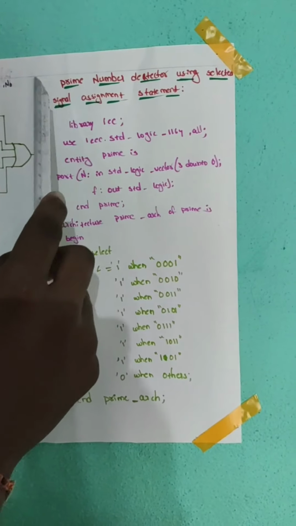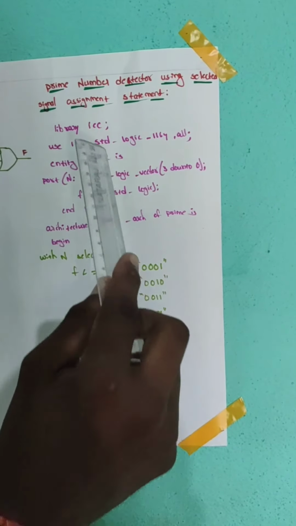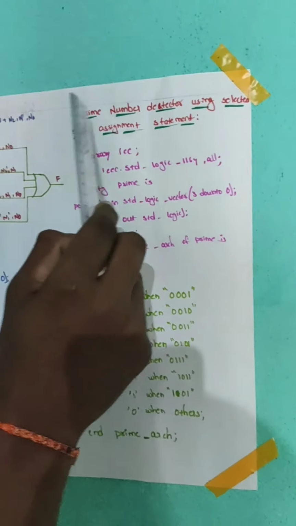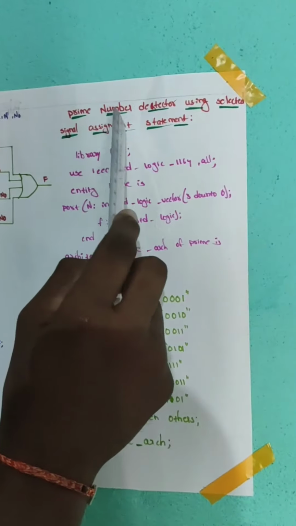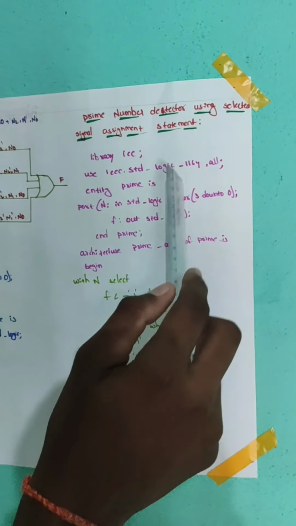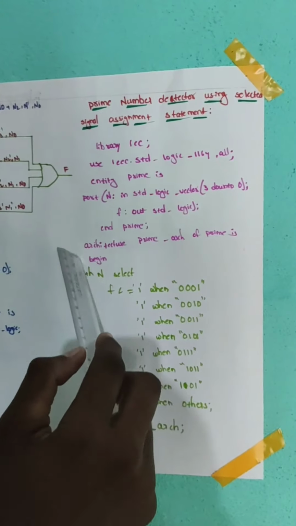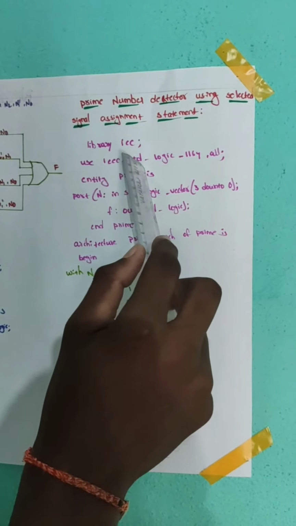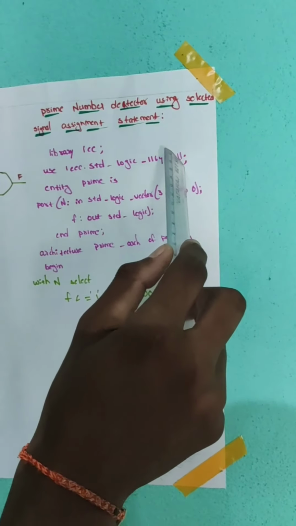This code can also be written by using the selected signal assignment statement. Therefore, the prime number detector using the selected signal assignment statement. Here we use the library and packages, entity declaration and architecture formation. Library IEEE; use IEEE.std_logic_1164.all.